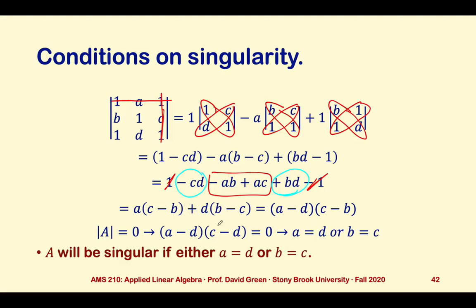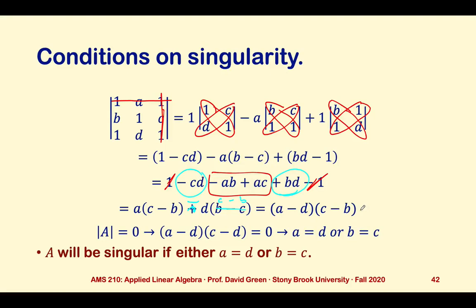B minus C is just the negative of C minus B, so I could replace this with a negative and change the order of those terms. And then I have C minus B and C minus B. We can factor that term out, and we're left with a product: (A minus D) times (C minus B).